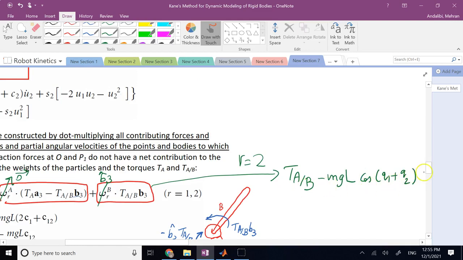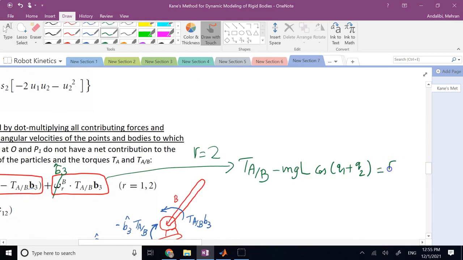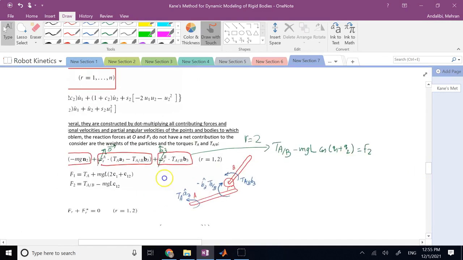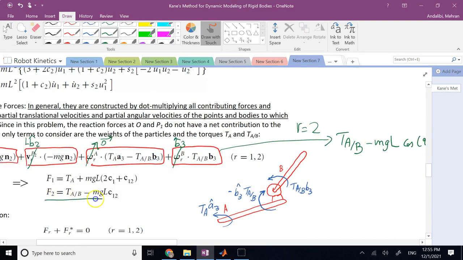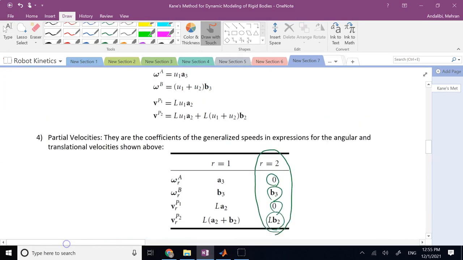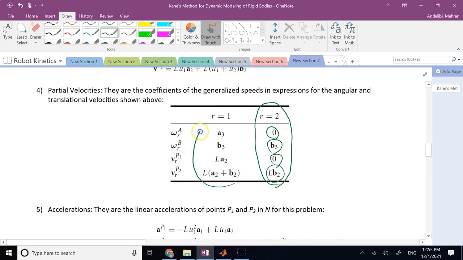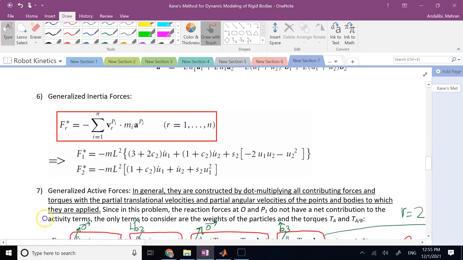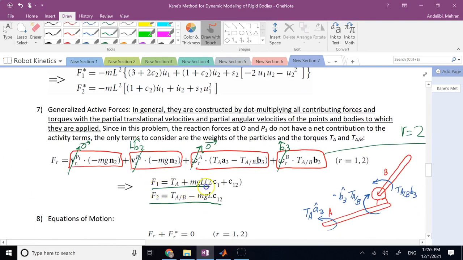So this should be equal to F2. And if I go down here, you can see that's exactly the case. Instead of cosine of Q1 plus Q2, I've used the short form notation C12. And definitely if you apply R of 1 here, you need to choose the first column variables. Then if you plug in, you will get this F1.